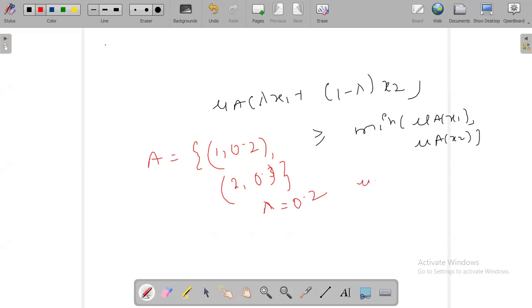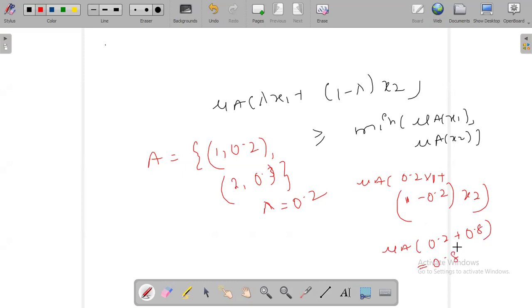So mu A of, what is the formula here? Lambda. What is lambda? 0.2. What is x1? x1 is 1, into, plus the second one, 1 minus 0.2, into x2. So what will you get here? Mu A of, this is 0.2 plus 1 minus 0.2, which is 0.8. So here I am getting 0.8.